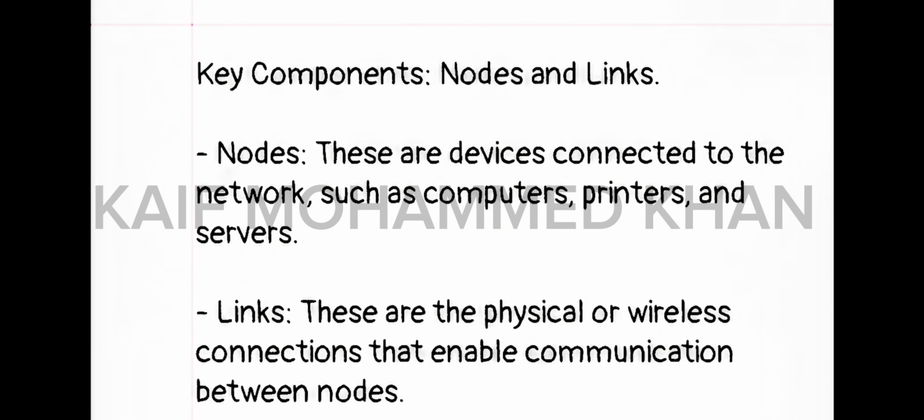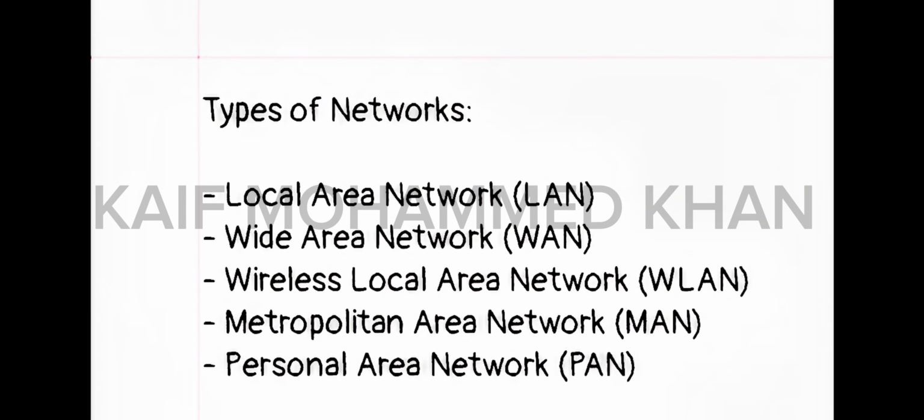And the second is links. These are the physical or wireless connections that enable communication between nodes. As I mentioned above, nodes will be the devices, and two devices would be connected through links. Links can be wireless connections or wired connections with cables. So yeah, this is nodes and links. Nodes will be two or more devices that are connected through links, that is cables or wireless communication as well.